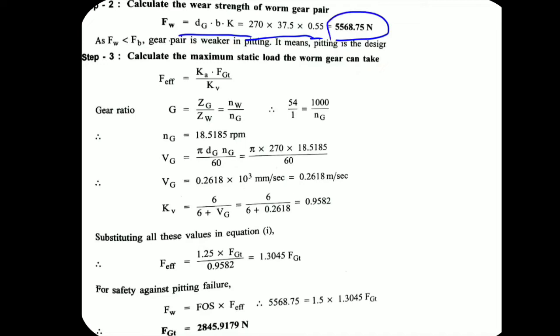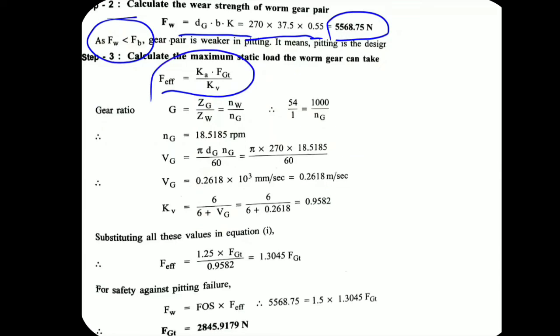Now we'll have to compare, as I told you in previous gears also. So here the beam strength is greater as compared to the wear strength. It means the gear pair is weaker in pitting, correct. Now the next step is to calculate the effective load, K, Km, Ft. Instead of that, it is K, F, Gt by Kv. So according to that we'll have to calculate.